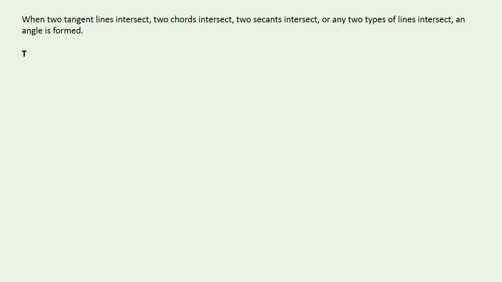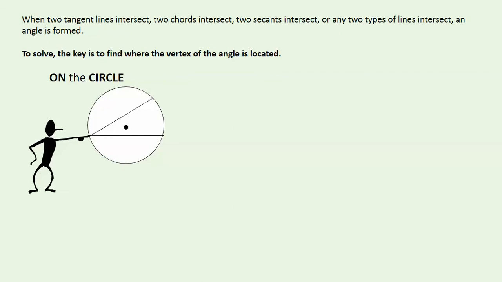When two tangent lines intersect, two chords intersect, two secants intersect, or any two types of lines intersect, an angle is formed. To solve, the key is to find where the vertex of the angle is located. Today, we're mostly going to look for when the vertex is on the circle. That is, two lines cross on the circle.